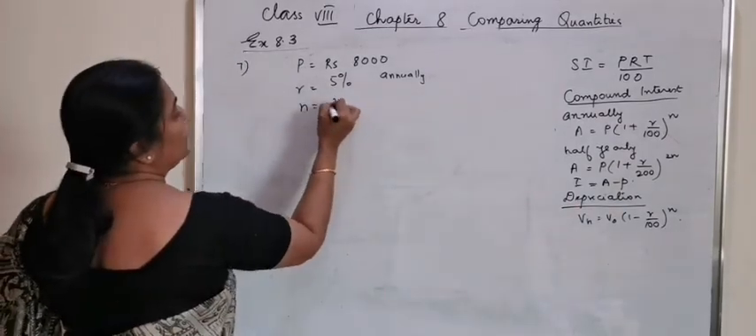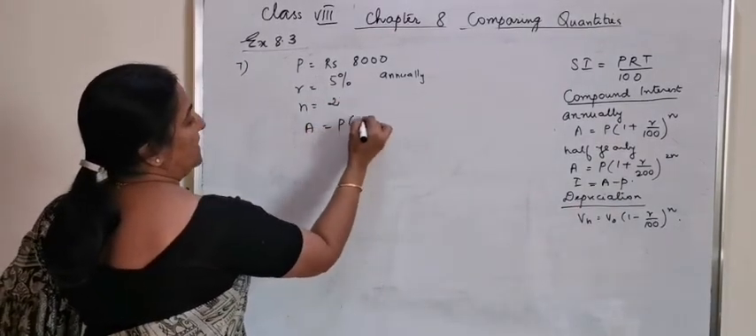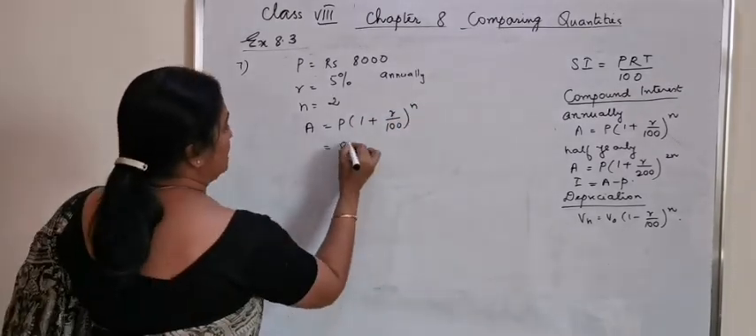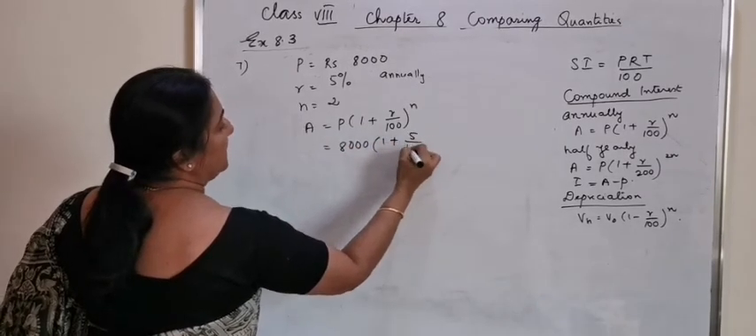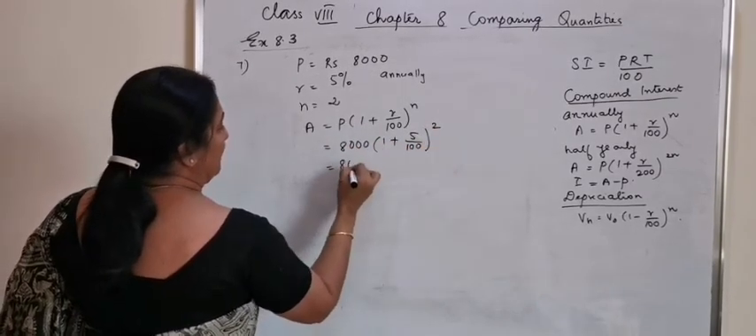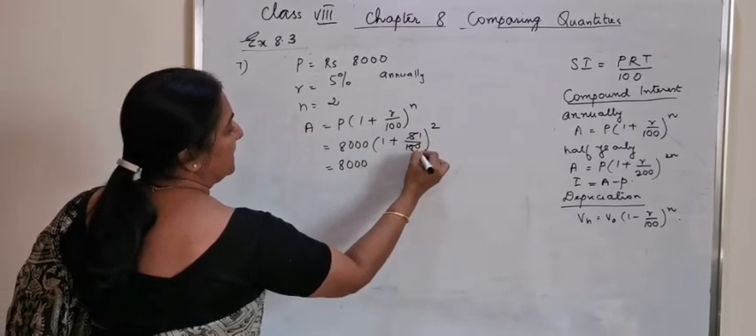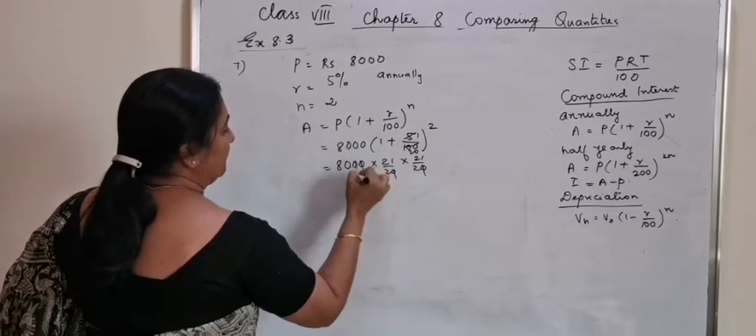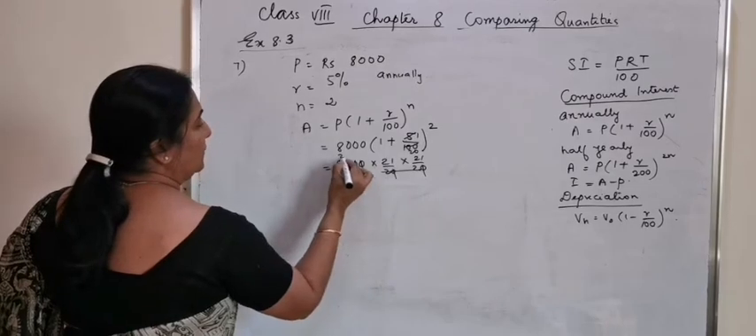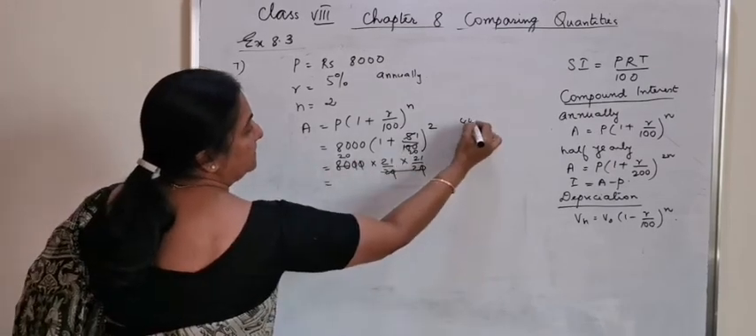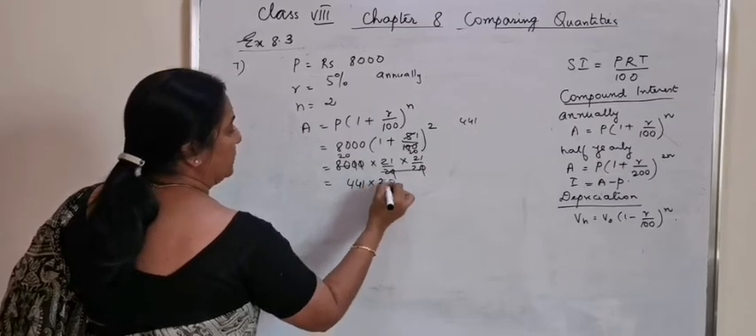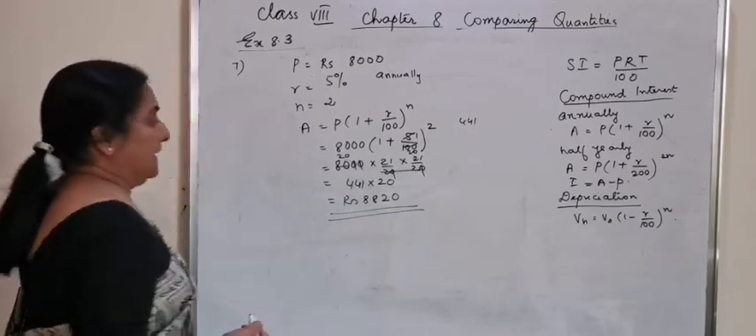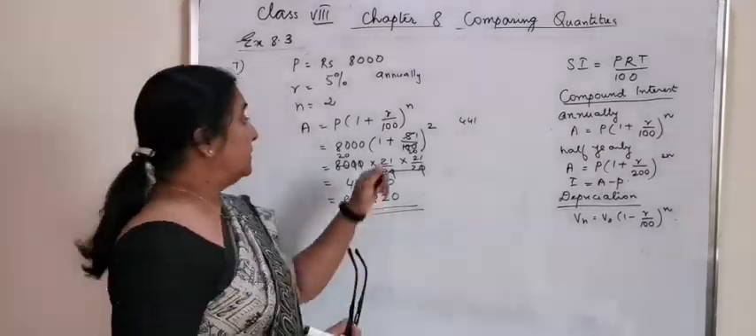N is equal to 2. So amount is equal to P into (1 plus R by 100) to the power of N, which is equal to 8,000 into (1 plus 5 by 100) to the power of 2. 8,000, 5 by 100 is 1 by 20, into 21 by 20 into 21 by 20. 2 2s are 4 or 20. It is 441 into 20 or rupees 8,820 will be credited after 2 years.